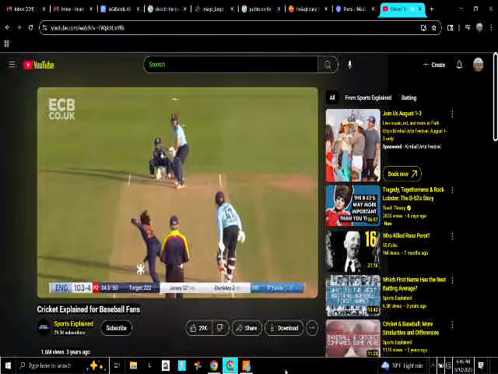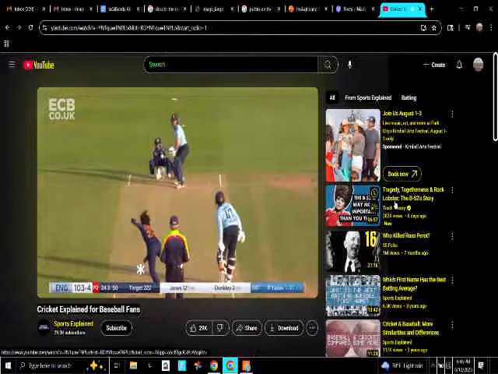Then it says target 222. This means that India went first and scored 222 runs. So that's how many runs England has to score.